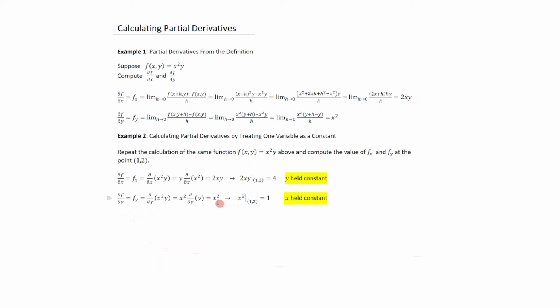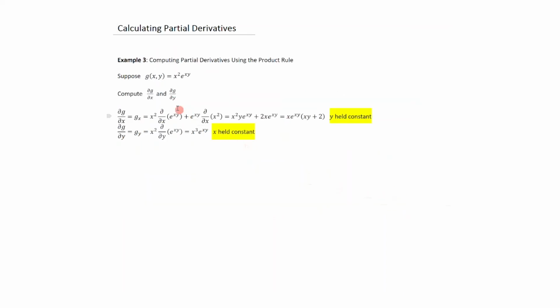And now, in this particular example, they're asking you to evaluate what those partials are at the point 1 and 2. So you would substitute 1 and 2 here, and there's no y, so you just substitute 1 here, and you end up with the resultant answers that the partial of f with respect to x is 4, and the partial of f with respect to y is 1. This was computed holding y constant. This was computed holding x constant.